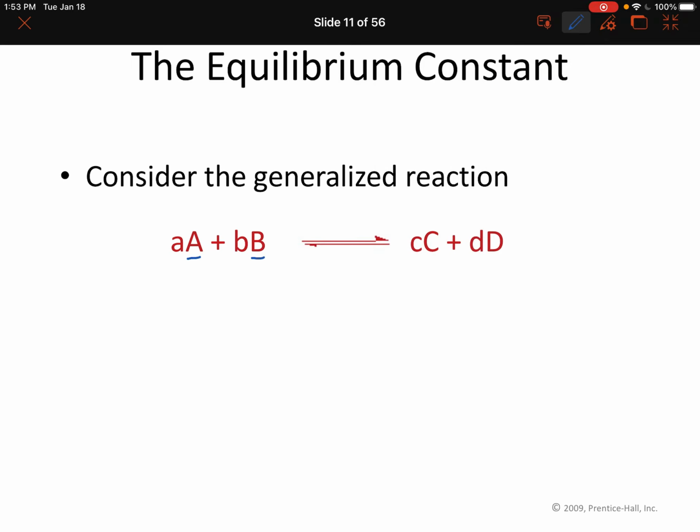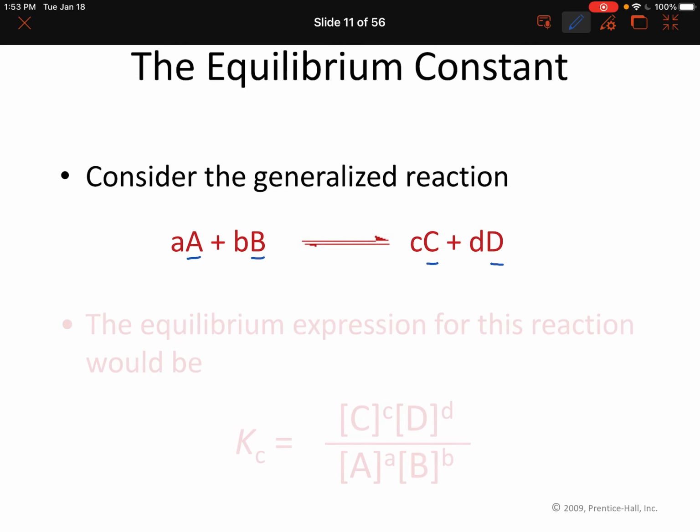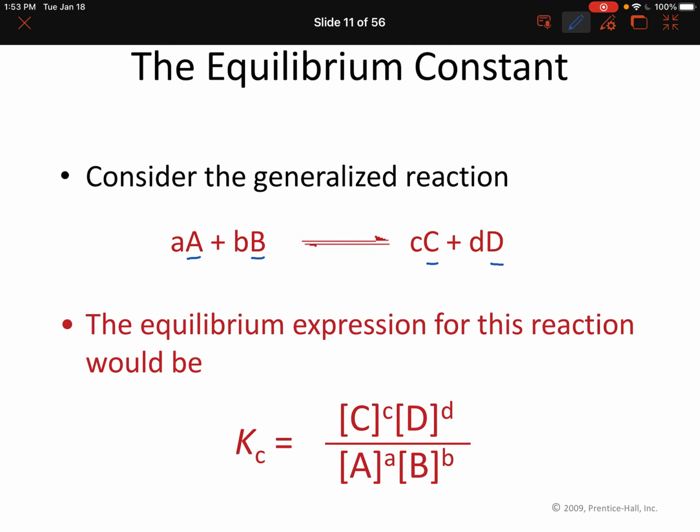Back to our very generic form of a reaction. Remember, the uppercase characters are our components, so elements, molecules, whatever they may be, and the lowercase letters are the coefficients. So for an equilibrium process, A plus B makes C plus D with these coefficients. Now we know we can directly write the equilibrium constant by just doing products over reactants.